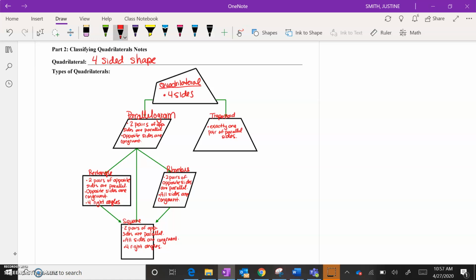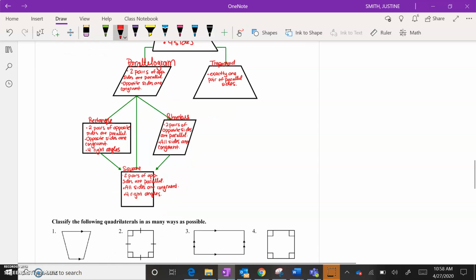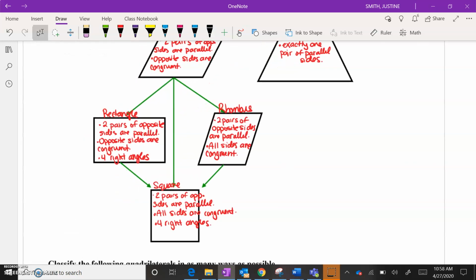So just take a minute, pause the video, and go ahead and fill these in. Okay, so what you should have here: a quadrilateral is just, in general, a four-sided shape. A parallelogram has two pairs of parallel sides, and the opposite sides are congruent to each other. A trapezoid just has exactly one pair of parallel sides. A rectangle has two pairs of opposite sides that are parallel. So a rectangle is a parallelogram, basically, with four right angles. It has two pairs of opposite sides that are parallel, and opposite sides are congruent, just like a parallelogram. So you could say it's a parallelogram with four right angles.